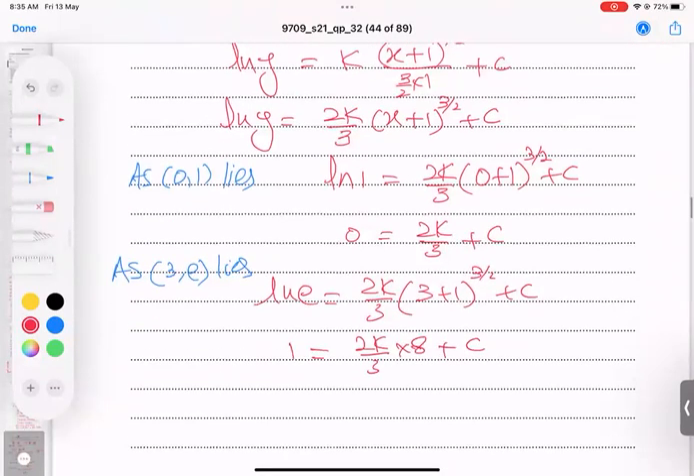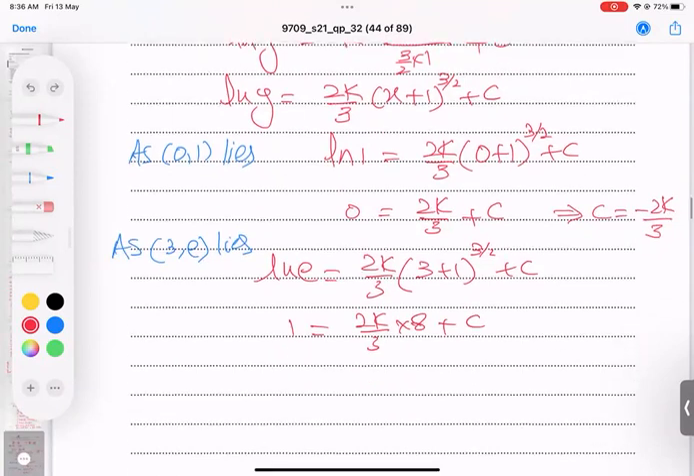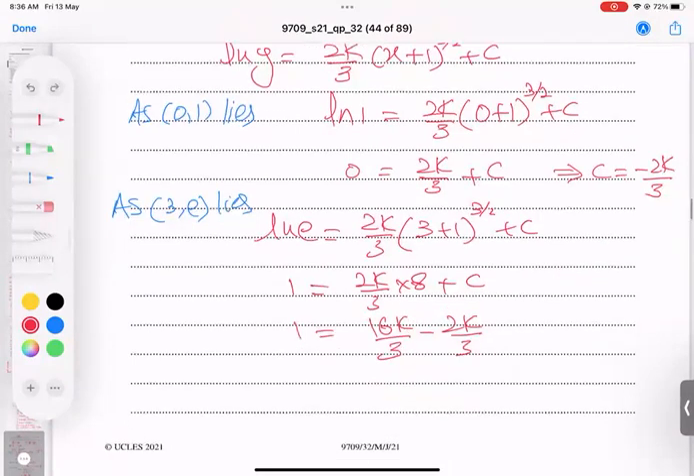So ultimately, I'm getting the C value here. I think I can solve for the C value a bit better here. C value is negative 2 by 3. This value I will plug in here, and then I can easily get the k value, okay? So I'm saying here 1 equal to 16k by 3 and negative 2k by 3. This comes from substituting here.